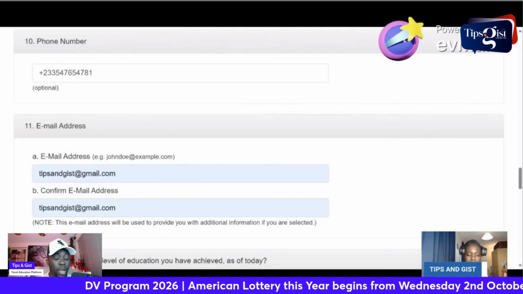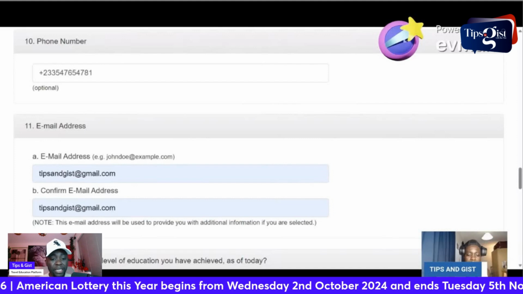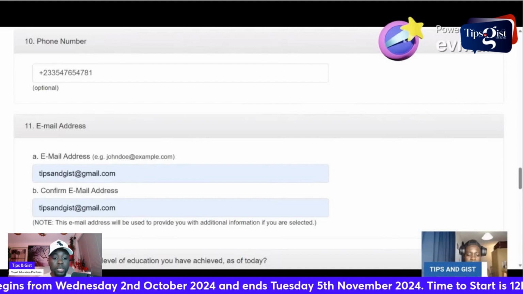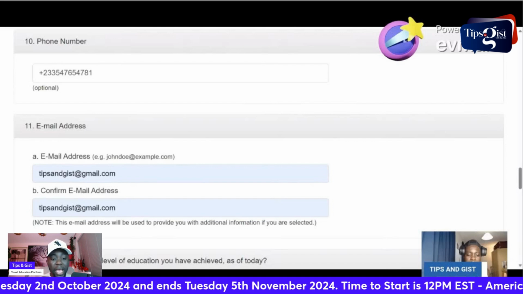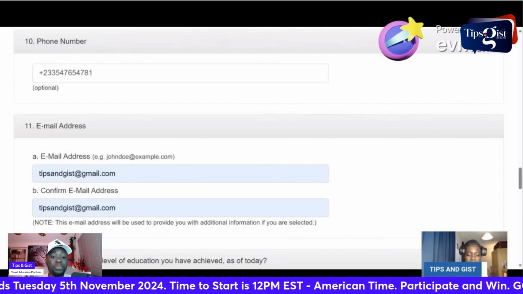The A, you enter your email address. Then the B is confirm the email address. So you type the same thing. They want to make sure that you don't make error with your email address. So it's the same thing for the A and the B. Now this email address is very, very important.